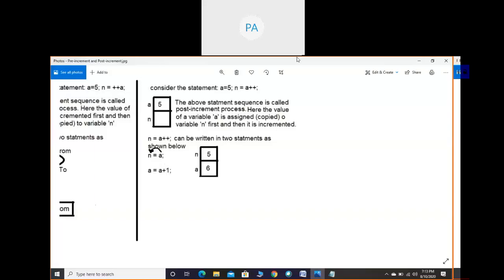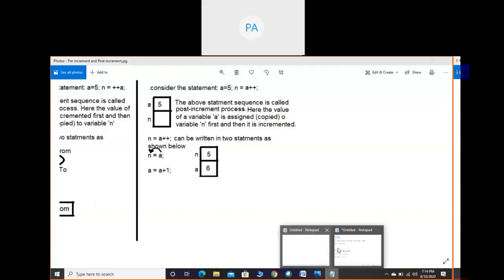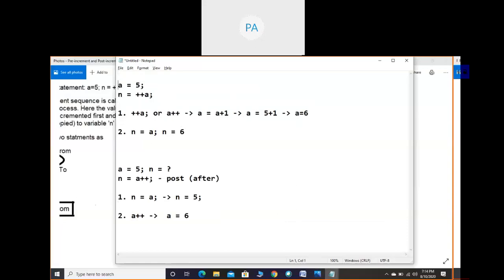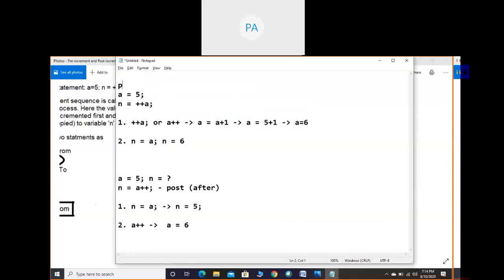So I think if people have understood, you just copy this post increment. Yesterday I copied the pre increment. First you can copy whatever is present in the notepad, so that it will become easy. Then you can go for that image. So this is pre increment first. Then comes the post increment.